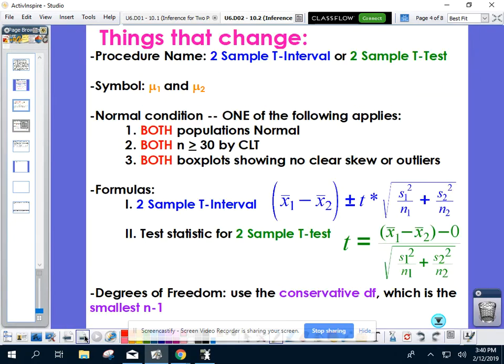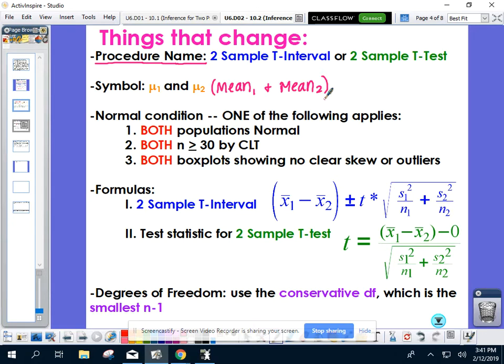All right. So instead of writing a new slide so that you don't see 15 different slides, what we wrote instead were just the things that changed from last class. So first, we already talked about this, the procedure name changes. And so we'll have these two different procedures that we'll decide between. Of course, because it's a mean now, then our symbol changes to mean 1 and mean 2. We'll have two groups. We'll have one mean from each one.